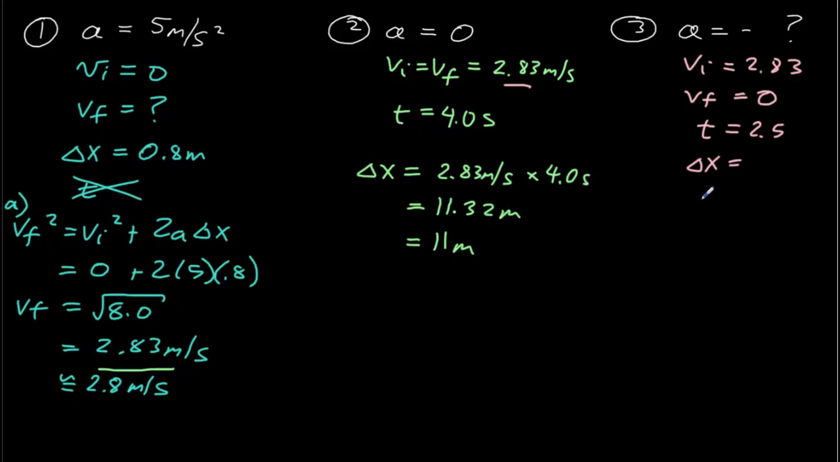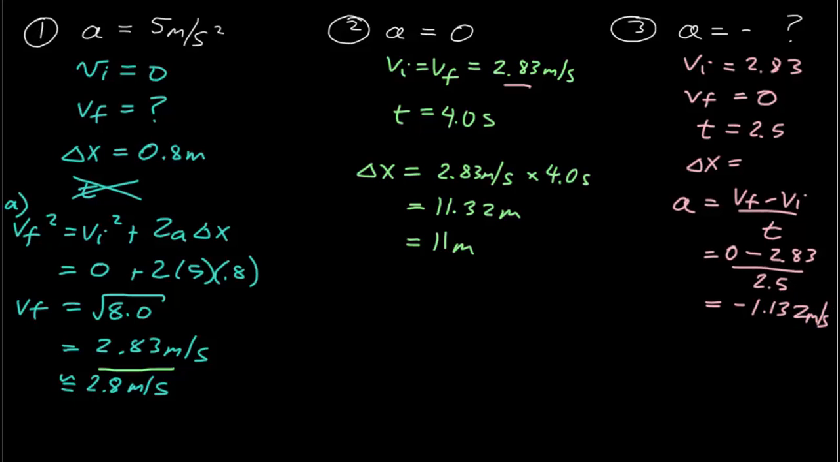So the motion equation where delta x is not involved, it really just amounts to the definition of acceleration, which is v final minus v initial all over t. 0 minus 2.83 divided by 2.5 gives an acceleration that is negative and equal to 1.132 meters per second squared, or to two significant digits, negative 1.1 meter per second squared. So that's the answer to part C. This was your answer to part B.